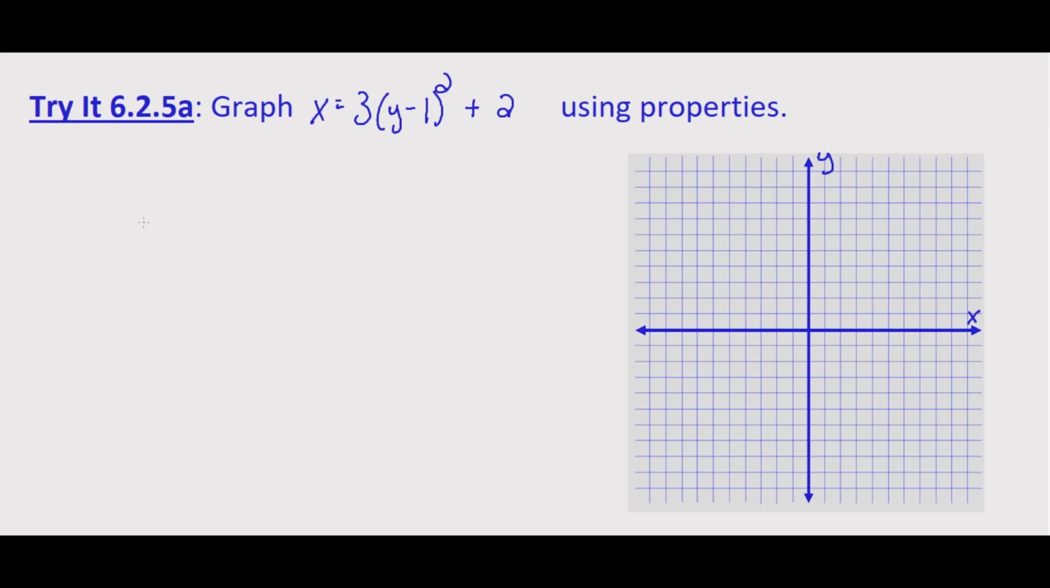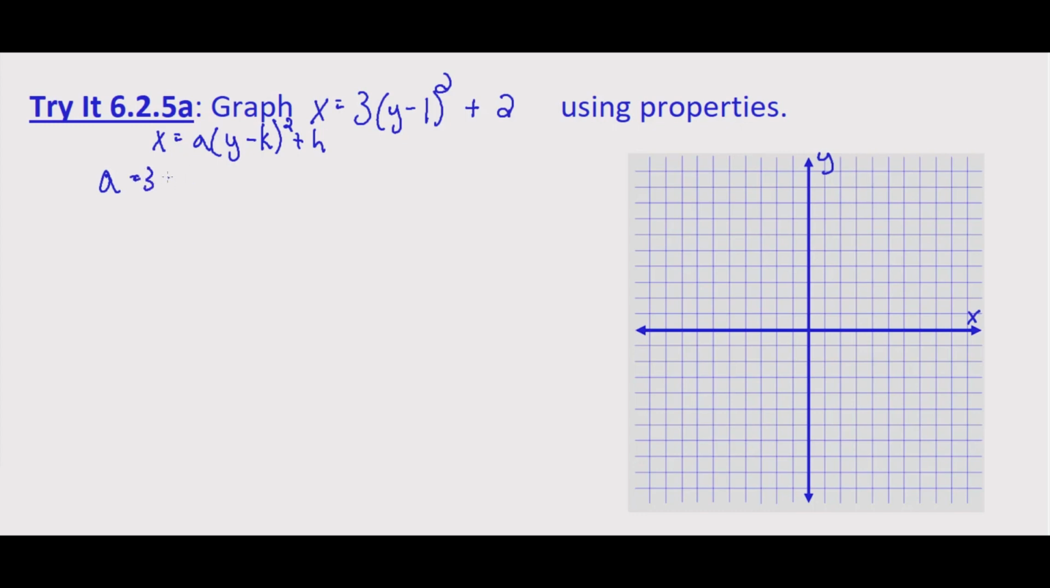Now we're looking at the standard or vertex form of a parabola. We're asked to graph x equals 3 times (y minus 1) squared plus 2. The process is the same. Again, we're looking at x equals a times (y minus k) squared plus h. (h, k) is still the vertex. a is the leading coefficient. In this case, a equals 3.